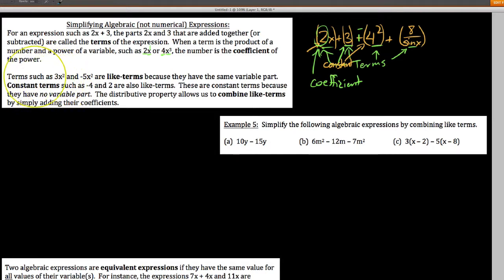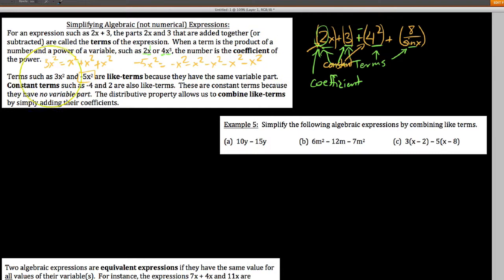So for instance, when we talk about terms such as 3x squared and negative 5x squared, you notice that they both have an x squared on them. Keep in mind that 3x squared is the same thing as x squared plus x squared plus x squared. That would be, hey, I have 3 x's squared. And negative 5x squared would be the same thing as, quite technically, writing it all out and being boring about it: negative x squared, negative x squared, negative x squared, negative x squared, minus another x squared. This would be minus 5x squared.